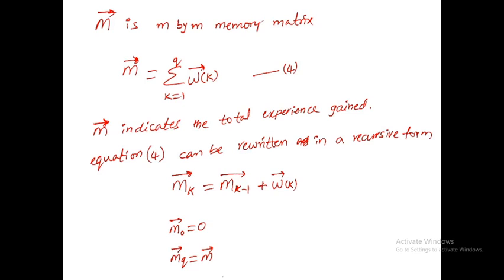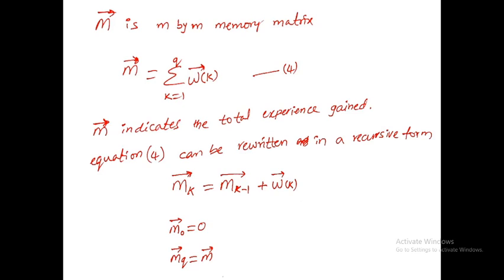If you want to know the memory of the first pattern, M1, which is nothing but M0 should be added with the present weights, W1, the present weight matrix. M0 obviously is 0. Initially there is no memory, so that's why M0 is represented with 0. If you go for the last pattern MQ, then it is equal to the total memory. MQ is nothing but the total memory M bar.